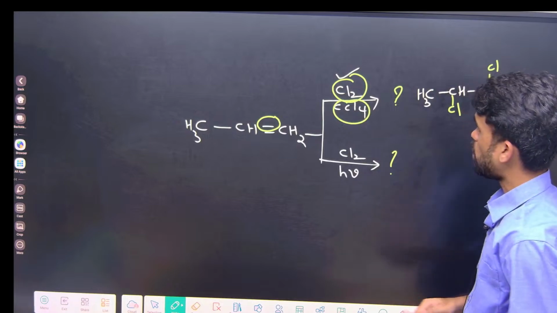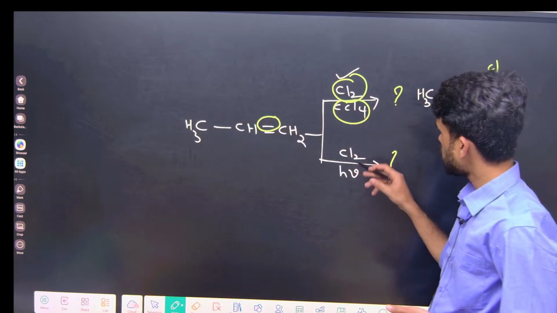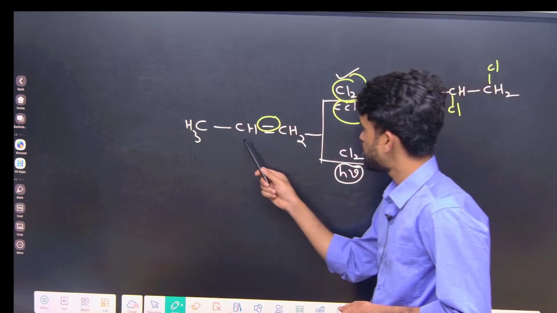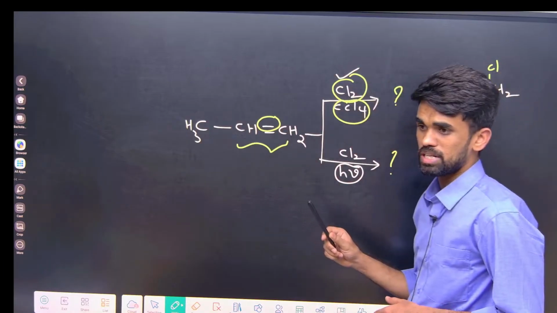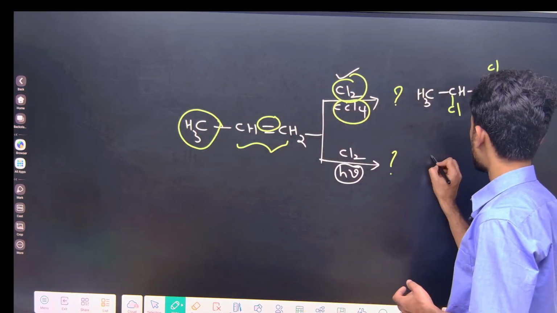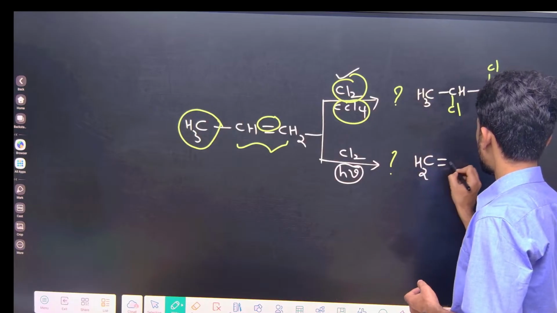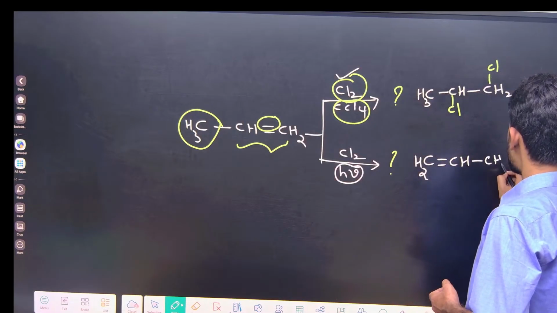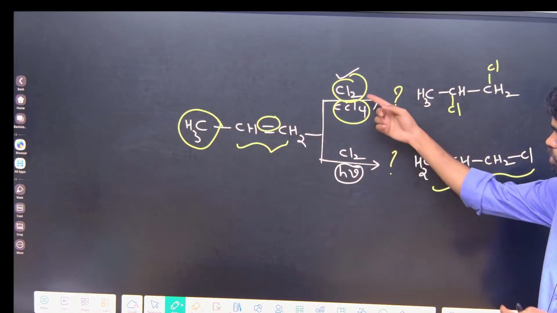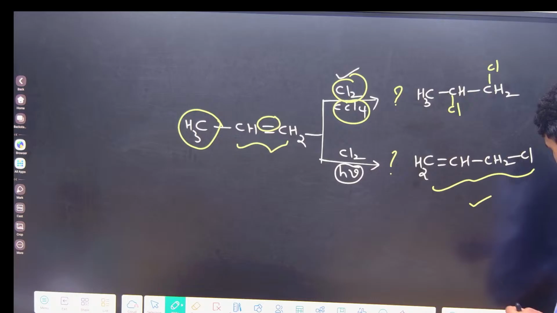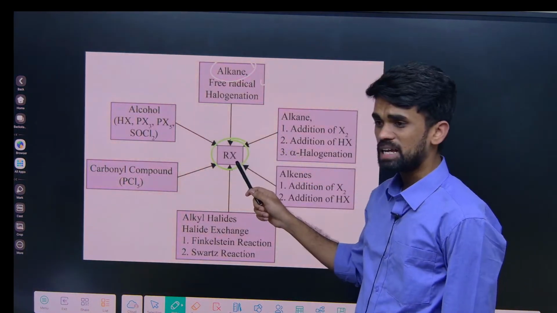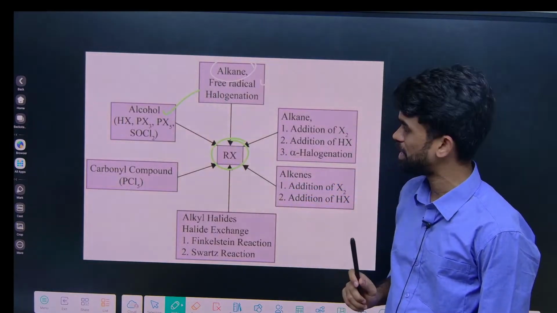Now what about this one? Chlorination in presence of sunlight, where does it happen? It should not take place at the unsaturated carbons, it should take place at the allylic position. So what is the product formed, tell me? CH2 double bond CH, CH2Cl. This is the product formed. You need to know the difference between the two reactions. Then next, preparation of alkyl halides from alcohols was also discussed very clearly.